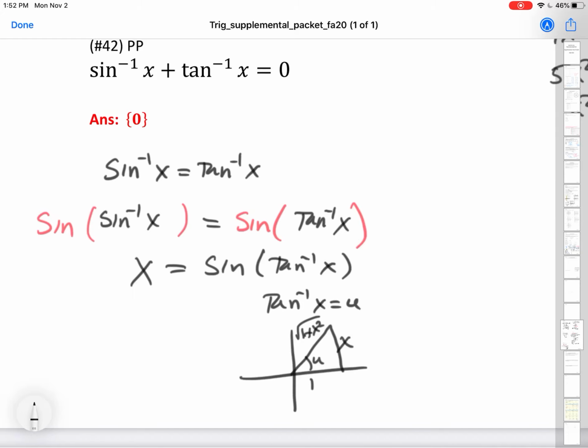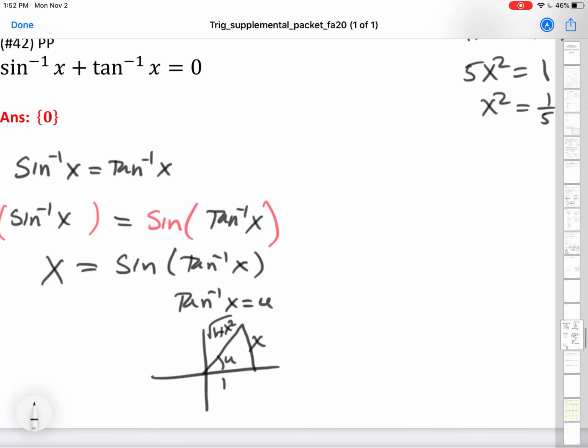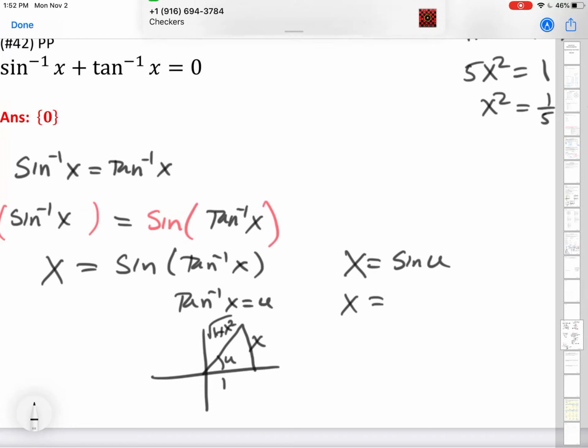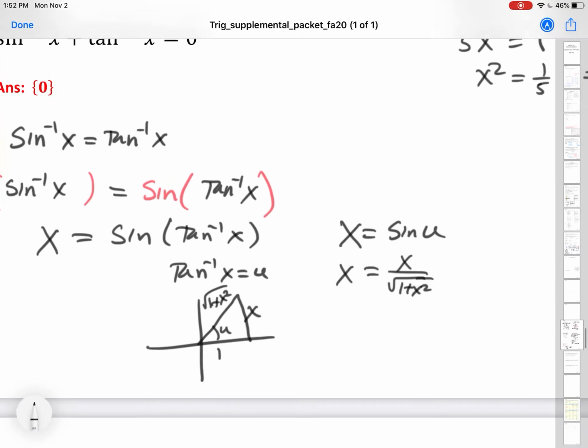Now why is that so important? Because look what x is equal to. x is equal to the sine of u. Well, we can see what the sine of u is. x is equal to, well, what is the sine of u? It's opposite over hypotenuse. Easy, right? And so now we got to solve.